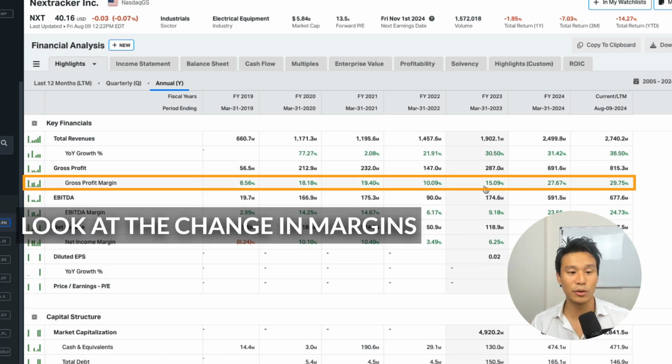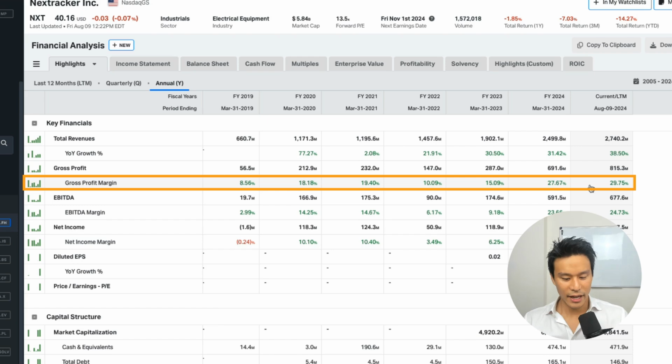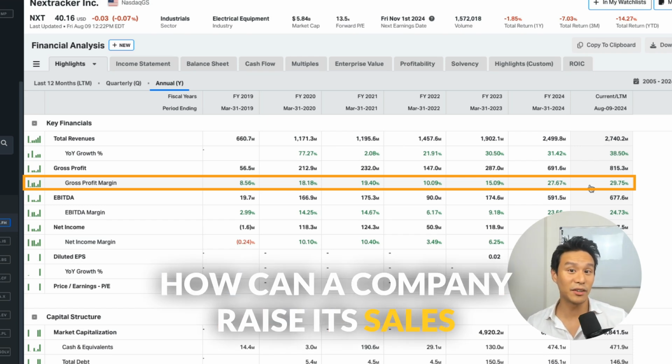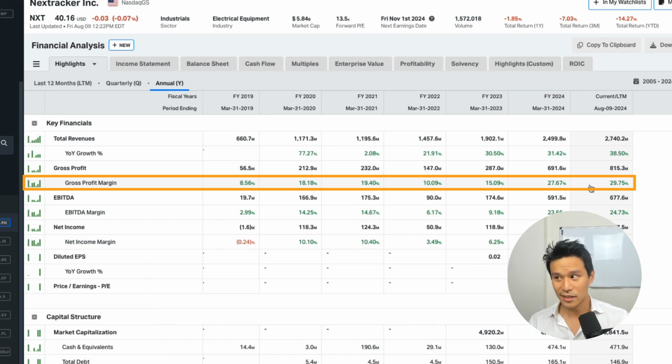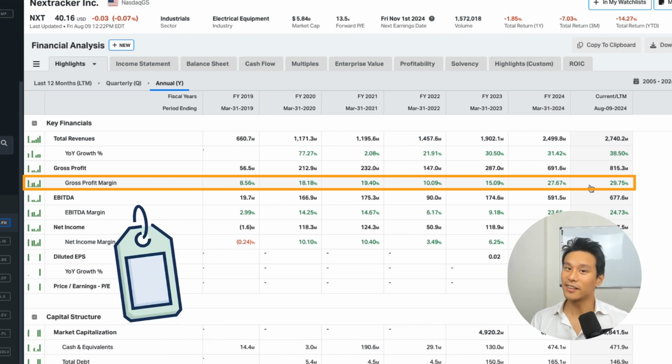When we look at the gross margin, it's either sales or cost of goods sold, right? So if gross margins are going up, that means either that sales are growing faster than cost of goods sold, or cost of goods sold are growing less fast than sales. So here's a test for you. How can a company raise its sales without increasing its overall costs? Any guesses? Well, if you guessed price, that's the correct answer.